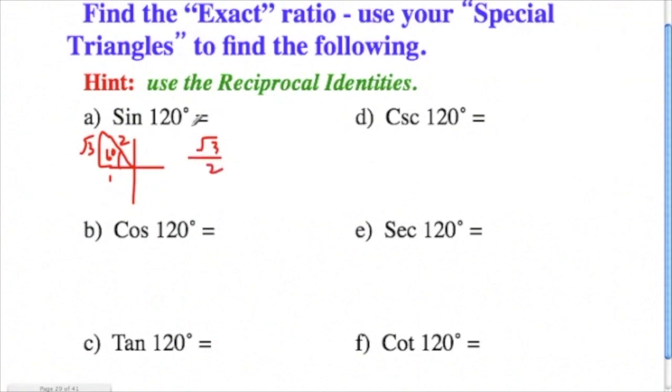Remember to check your CAST rule always. Your CAST rule says add sugar, you're in the positive quadrant, so you're good. Now if I was doing the cosecant of 120, I would just flip this, because cosecant is the flip of sine. So I go 2 over root 3. And you'll notice that these ones will be negatives for the cosine, because you're still in quadrant 2, and quadrant 2 is a sine quadrant.